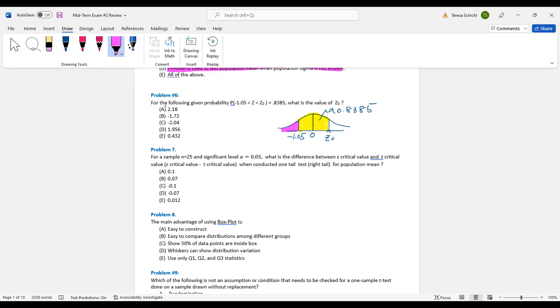Right, so I need to find this pink area. For these pink areas, I need to add the pink area and the yellow area together. So let's go to my calculator. Let me do a screen share for my calculator here.